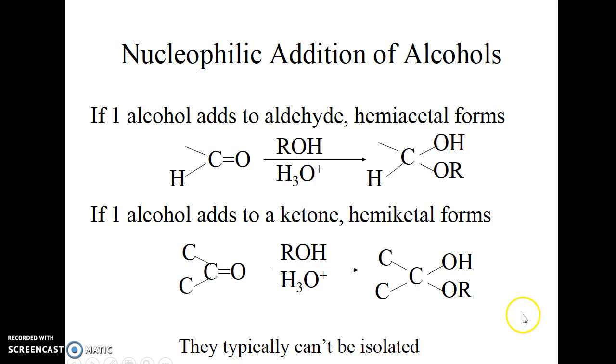So if you have, let's say, a 5-hydroxyl aldehyde, what will happen is that alcohol can turn back on the aldehyde and make the hemiacetal, and those sometimes can be isolated.